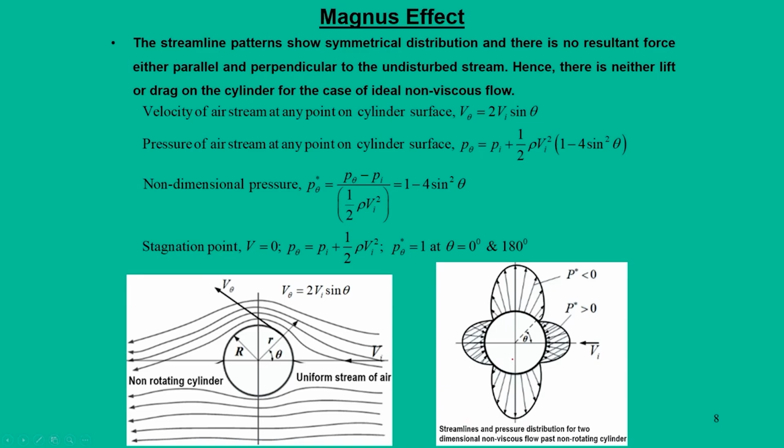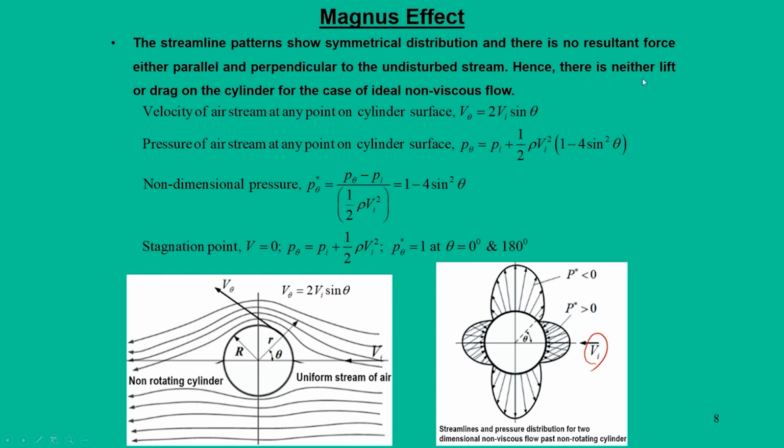Now, if you take the streamlines and velocity distribution pattern for this horizontal cylinder, for a given velocity V infinity, we will see a uniform pattern of pressure and velocity on the entire surface of the cylinder, since the flow pattern is symmetric about this axis. Obviously, we can conclude that there is no resultant force either parallel or perpendicular to the undisturbed stream. Hence, there is no drag and no lift force on the cylinder.